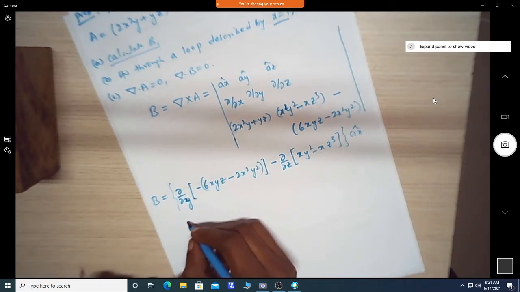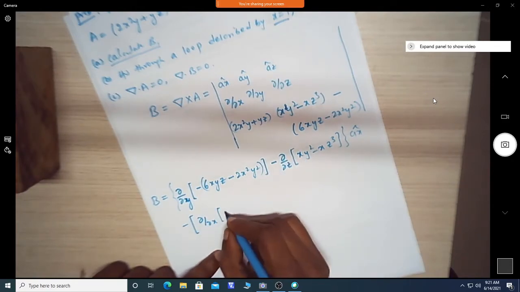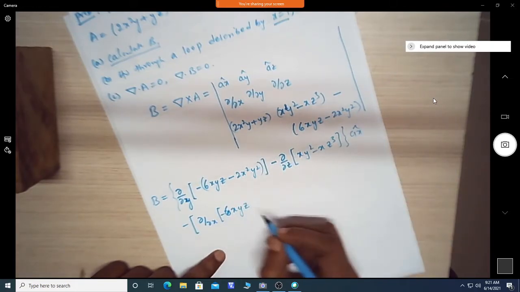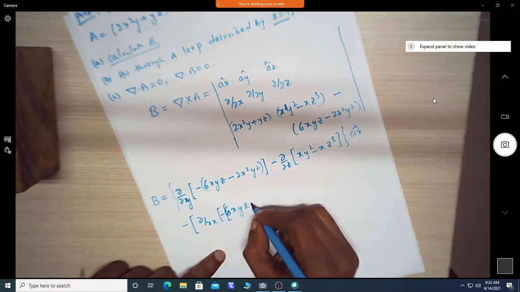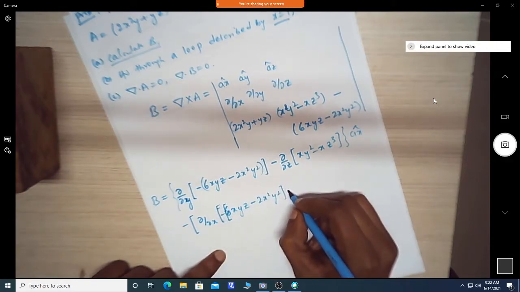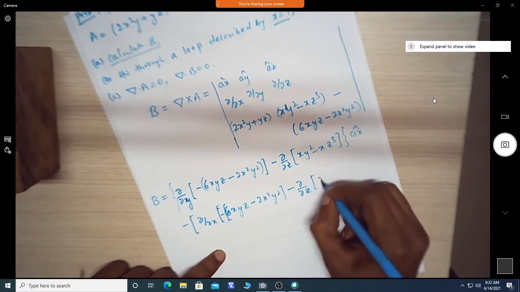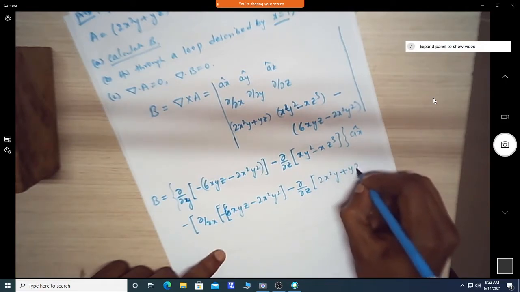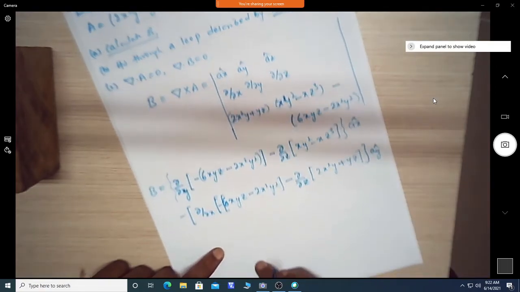And similarly, minus ay direction, we have del by del x of minus 6xyz, minus of 6xyz minus 2x square y square, minus del by del z of 2x square y plus yz. So this is in the direction of ay.